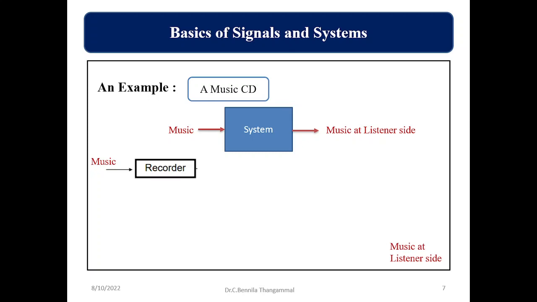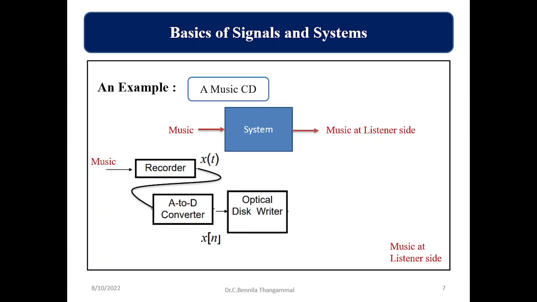First I give the input music to the recorder. At that time the music is an analog signal, x of t. The music which I write into the CD should be digital, so I convert this analog signal into a digital signal using an A to D converter. Now I have my digital signal x of n. Now I write it into the CD using the optical disc writer. So I will be writing the music into the CD.